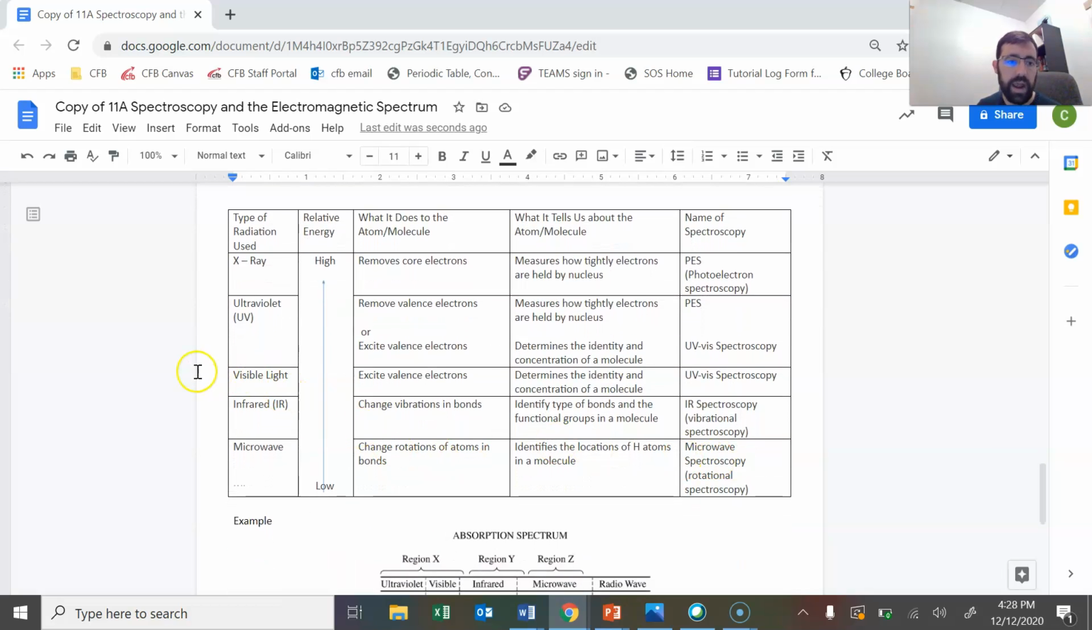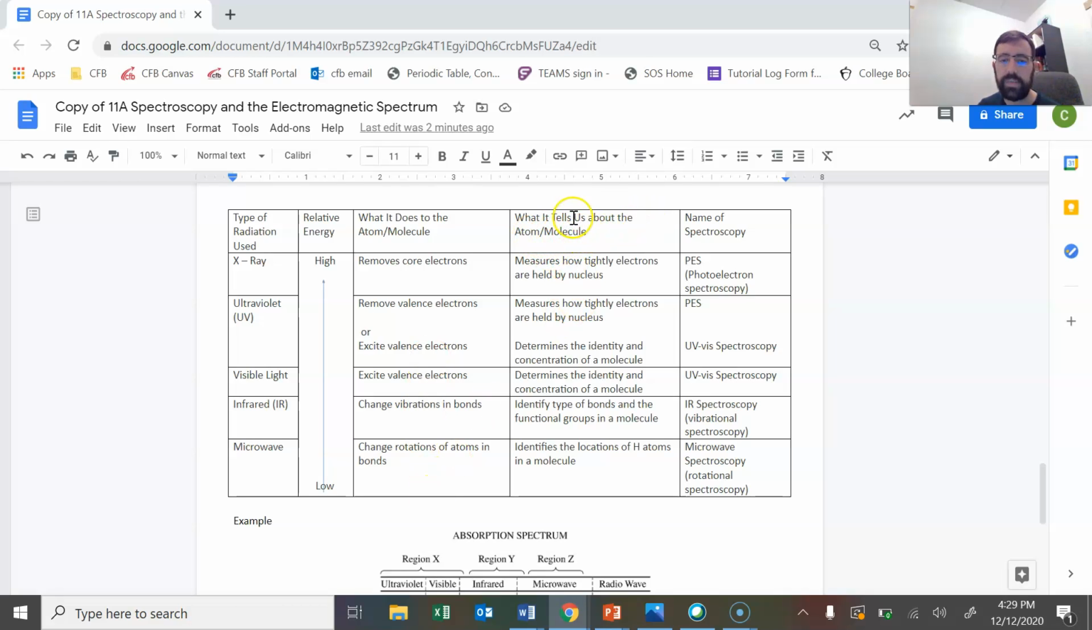Here's another graphic that gives a little bit more detail on it. Okay, we've got different types of radiation that are used in an analytical technique in this column. Then we have the relative energy. The lowest is down here, microwave radiation. The highest is X-ray radiation. And yes, you could go as high as gamma, but we don't really do that with chemical analysis. What does it do to the atom or molecule? And we're going to go through that.